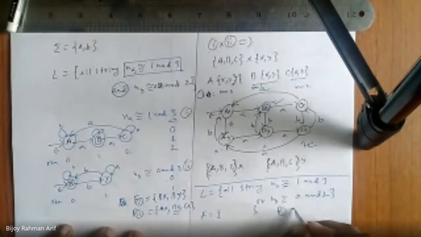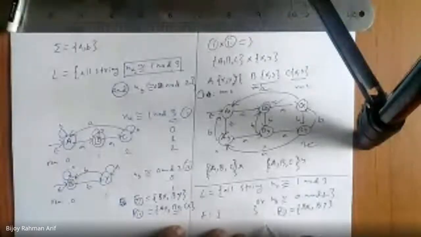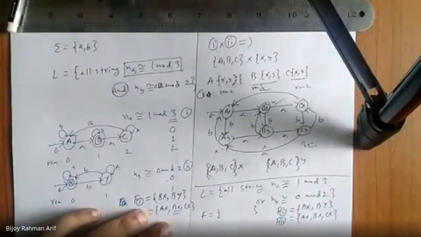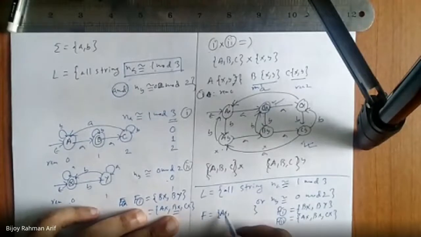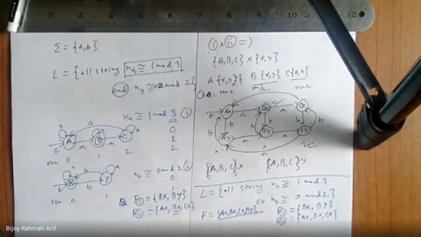What is the final state for 1 in this language? 1 mod 3, so it would be bx and by. And how about 2? What about the final state? Ax, bx, cx. Now if you union, then what would we get? All this. So the final state would be ax, bx, cx, by. Did you get it? So it should have 4 final states. Done. Is it clear to you guys?